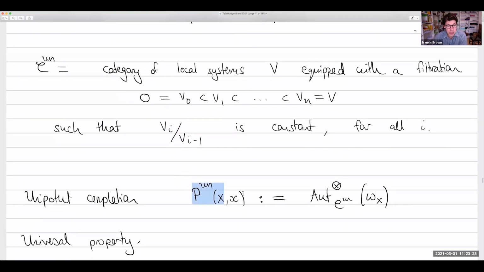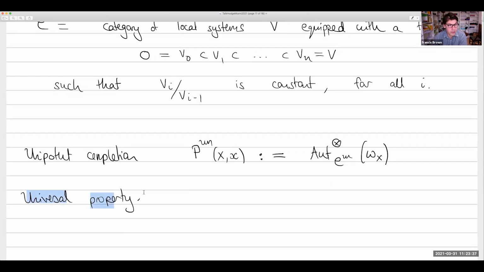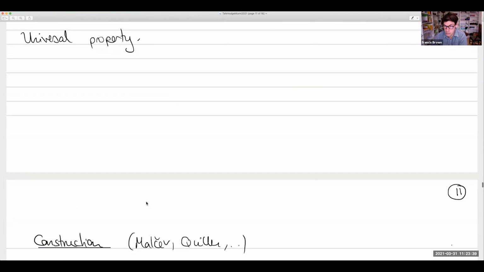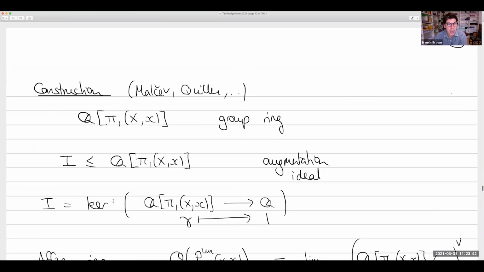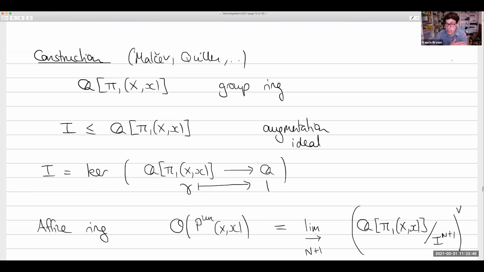So the unipotent completion is defined to be the automorphisms of the functor fiber at a point X of this category. It satisfies a very nice universal property, which I will skip. And there's a very explicit construction, which of course predates all the categorical stuff. My ordering of events is totally anachronistic. So here's the construction, which I think is due to Quillen. Experts may correct me if that's not completely fair.